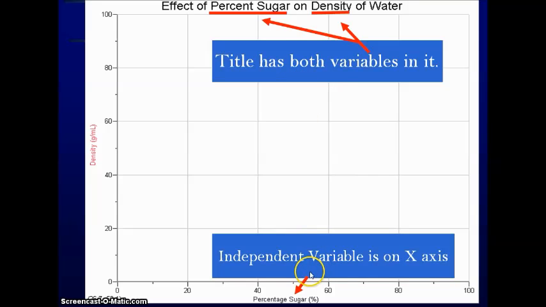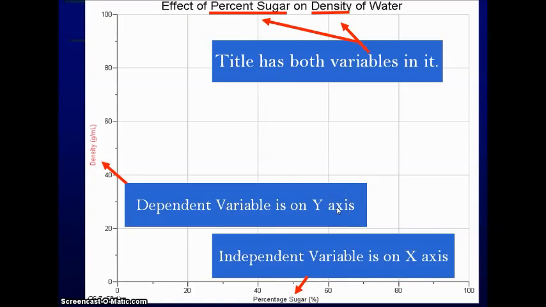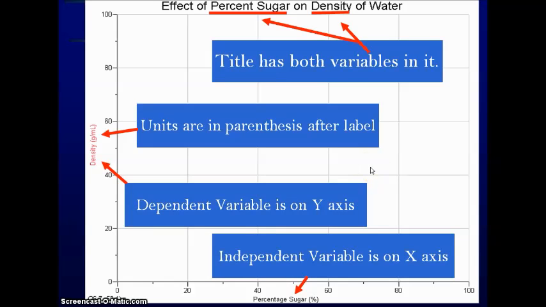Since the percentage of sugar is what Joe was directly controlling, how much sugar was he putting in the water, that's the independent variable, that goes on the x-axis. The dependent, the density of the water, that goes on the y-axis. So notice how we set that up properly. Notice we have units for those labels. We have grams per milliliter afterwards.